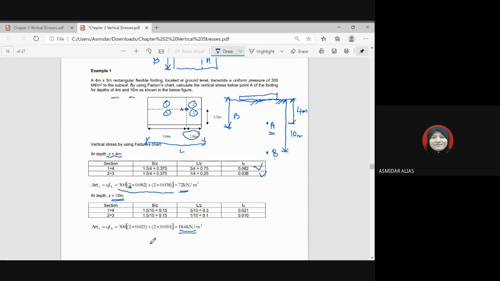Saya nak demo cara membaca Fadum chart. Saya ambil nilai I tu 0.082. Saya ambil nilai B over Z equal to 0.375. Saya ambil nilai L over Z 0.75. Okay, and then demo cara menggunakan Fadum chart.